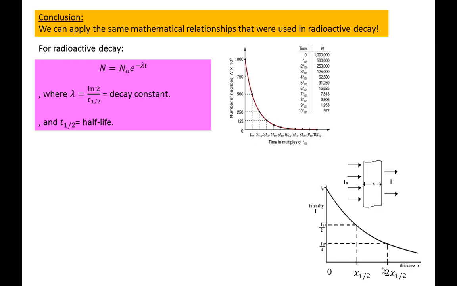So why do we do this? Because once we can relate it to what we've learned in the past, then we can try to make use of the mathematics that we learned. In radioactive decay, what did we learn? We know this, this is in your lecture notes. N = N0 e^(-λt), where N0 is the starting number of nuclei, N is the number of nuclei left after time t, λ is the decay constant, ln 2 over t half, and t half is of course the half-life.